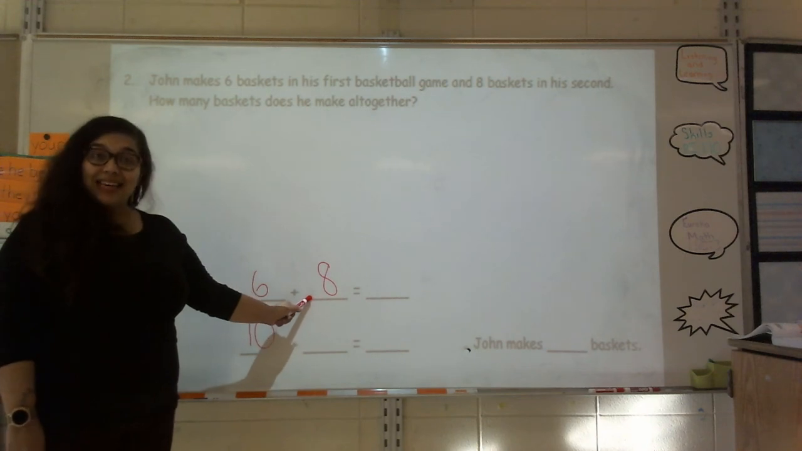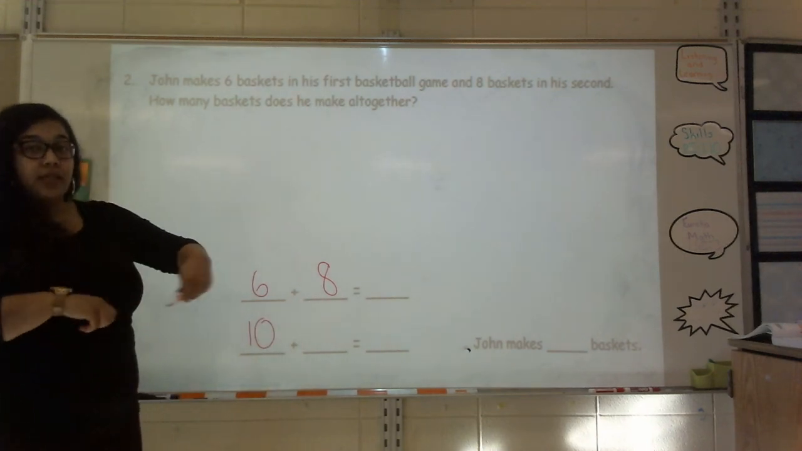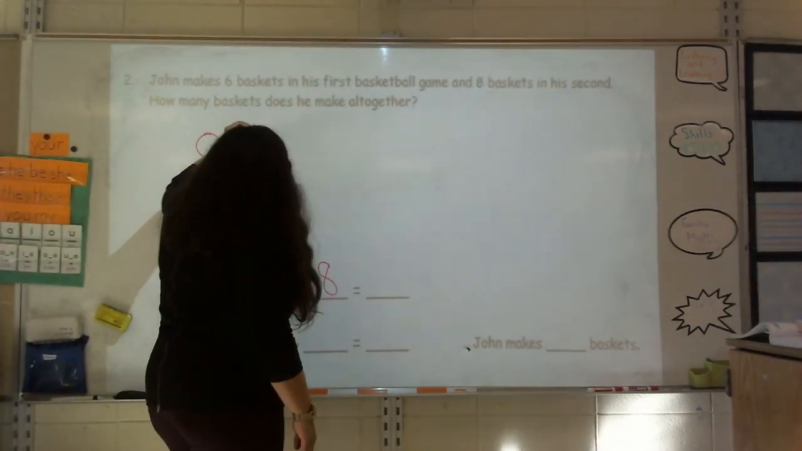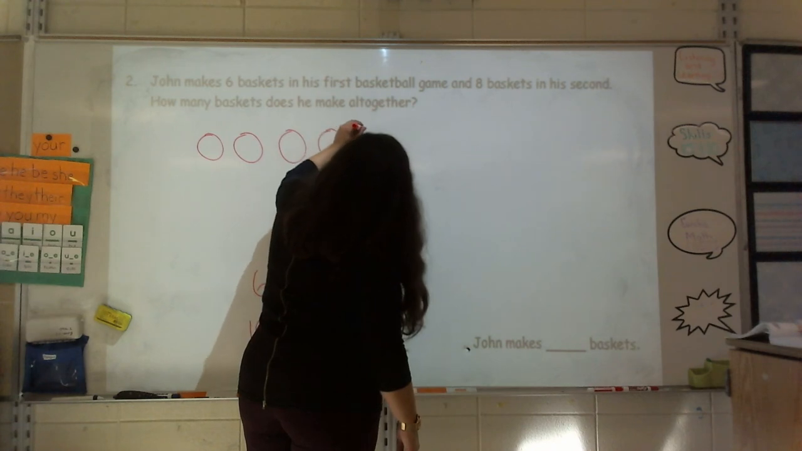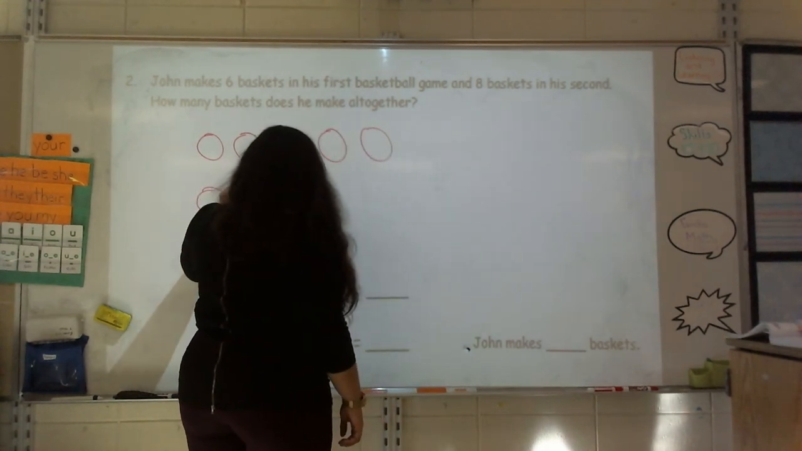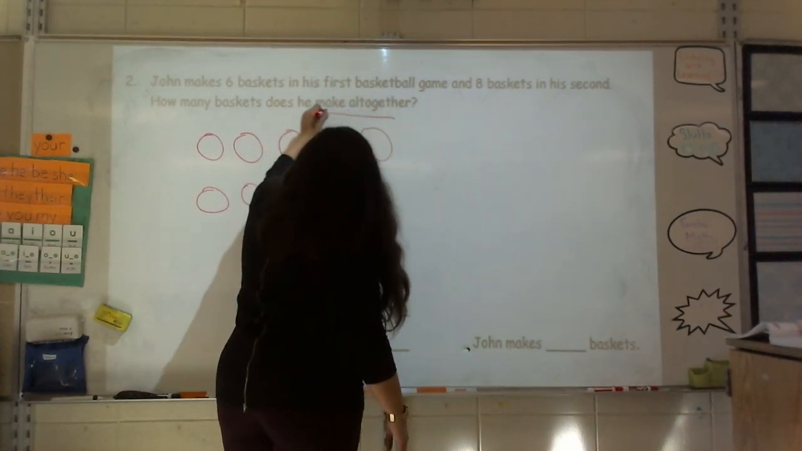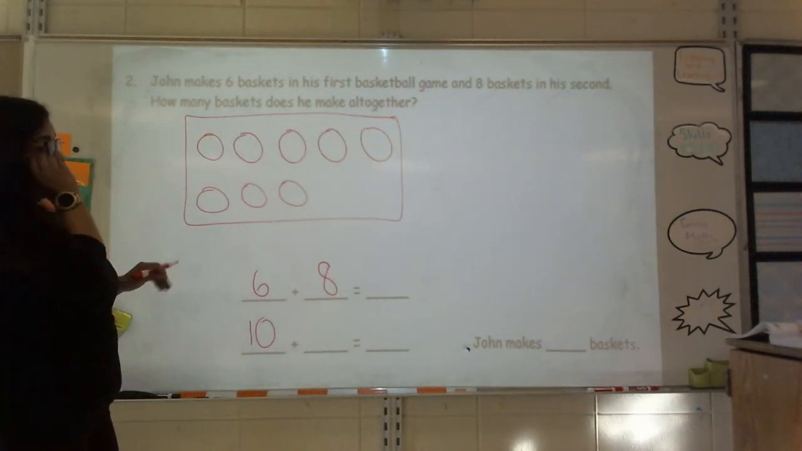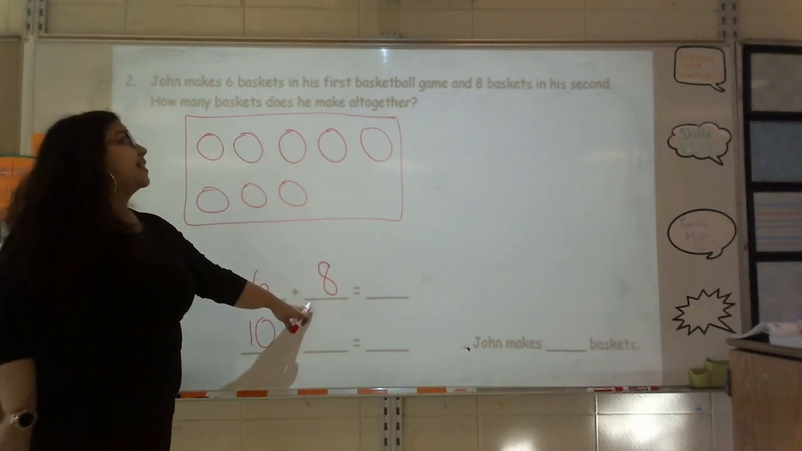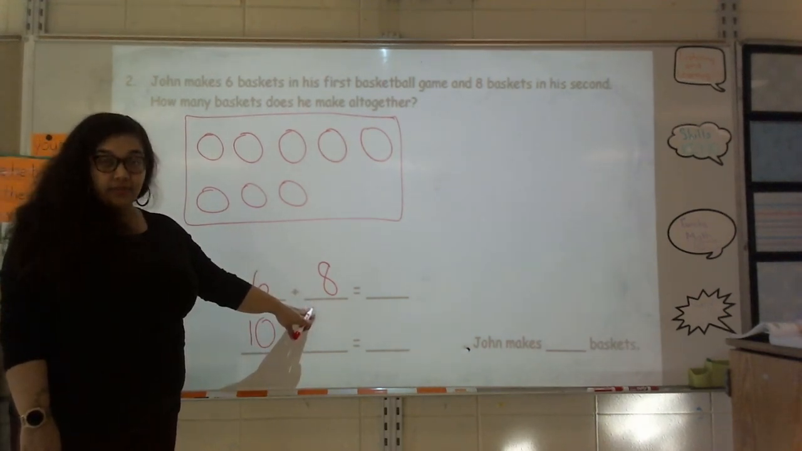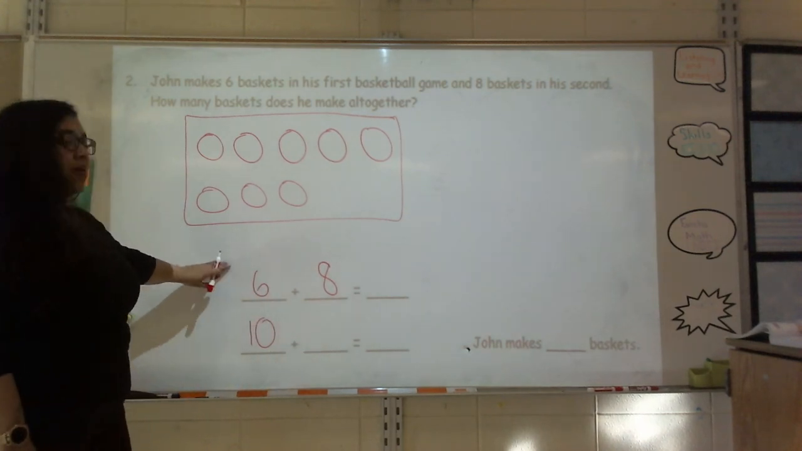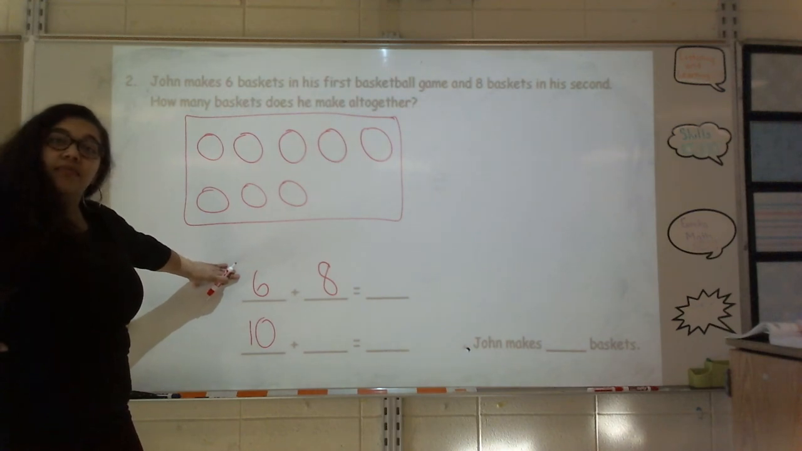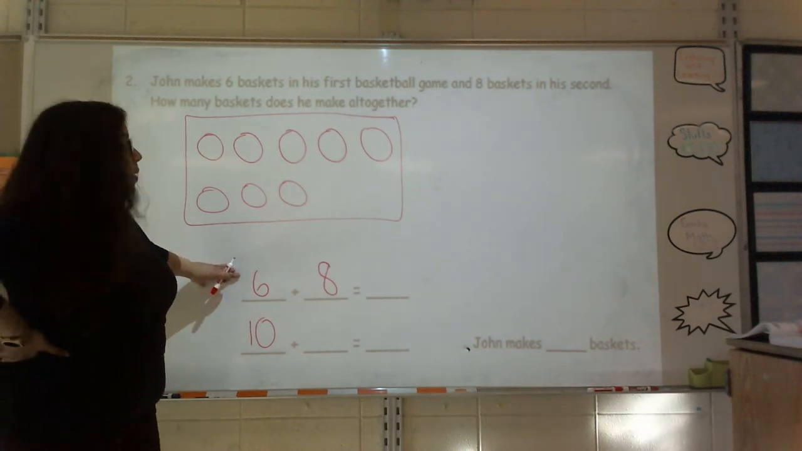I should draw the second game first if I'm looking to make a group of 10. Let's do so now. All right, so this picture represents the baskets made in his second game. Am I done? I need to draw the baskets made in the first game. How many baskets did he make in the first game? 6. Good job. Let's draw.